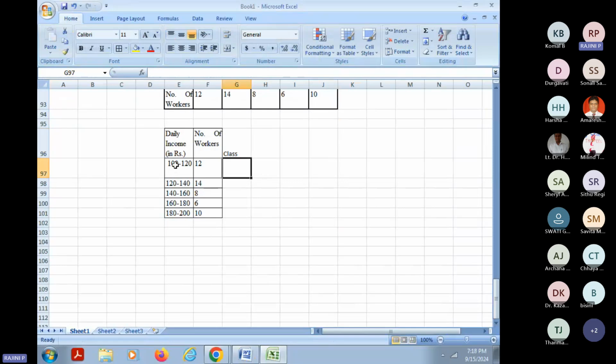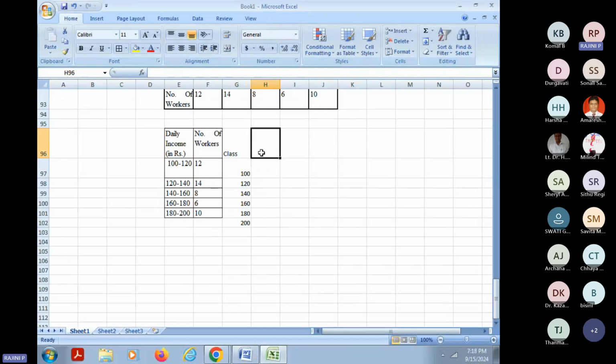Class means what is the starting value and what is the ending value in the entire data. Okay, starting value is 100 and then continue up to what? 200. Check it. Starting value is 100. Next is 120, next 140, 160, 180. Last value is 200. Then write the frequency.